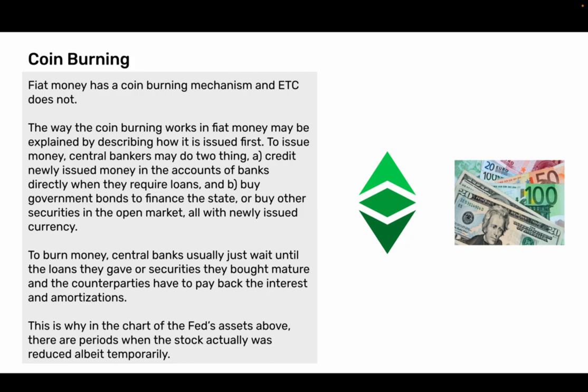Coin burning. Fiat money has a coin burning mechanism and ETC does not. The way the coin burning works in fiat money may be explained by describing how it is issued first. To issue money, central bankers may do two things. A. Credit newly issued money in the accounts of banks directly when they require loans. And B. Buy government bonds to finance the state or buy other securities in the open market, all with newly issued currency. To burn money, central banks usually just wait until the loans they gave or securities they bought mature and the counterparties have to pay back the interest and amortizations. This is why in the chart of the Fed's assets above, there are periods when the stock actually was reduced, albeit temporarily.